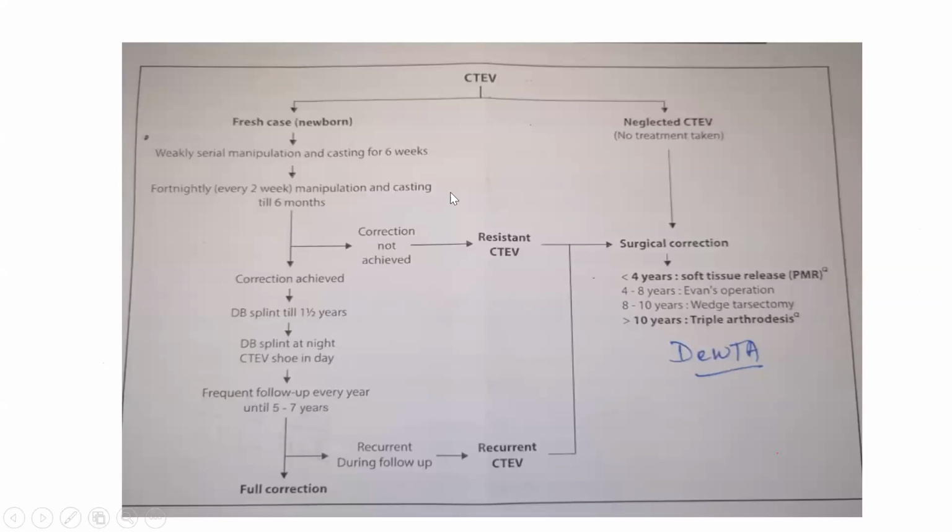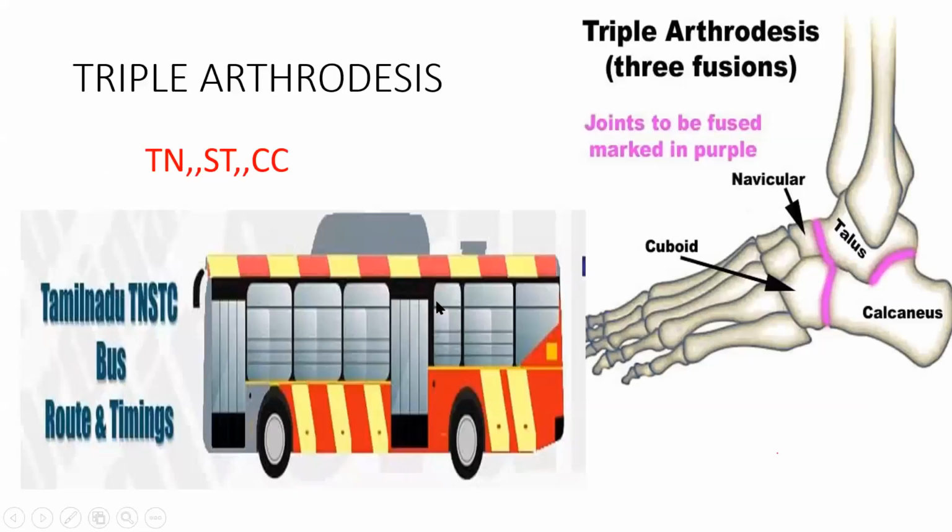Then one more, I will show you. So what is triple arthrodesis? Triple arthrodesis means there are three joints to be fused. So this is your talus, this is your calcaneum, and this is your navicular. In front of the talus is the navicular, in front of the calcaneum is the cuboid. So this is the fusion of talus and calcaneum. These purple lines are the joint fusions. So talus and calcaneum fusion, then talus and navicular fusion, calcaneum and cuboid fusion. So all three joints are fused: one joint, two joint, three joint.